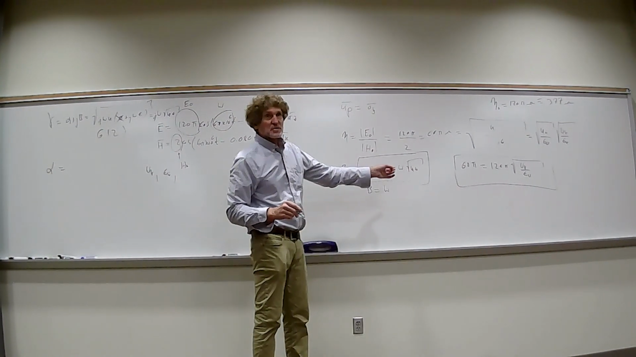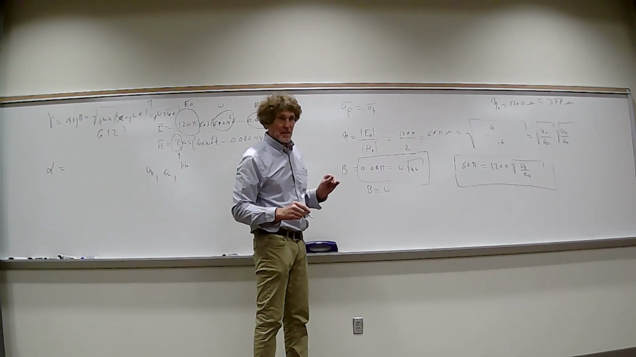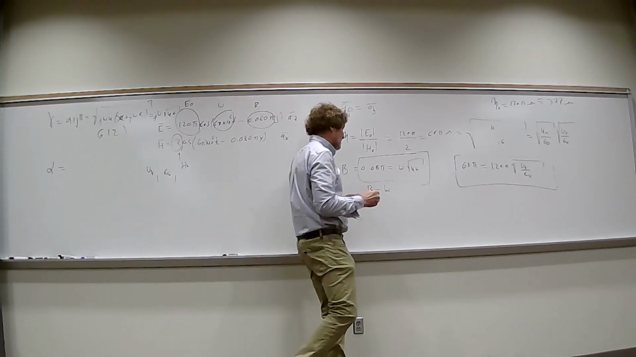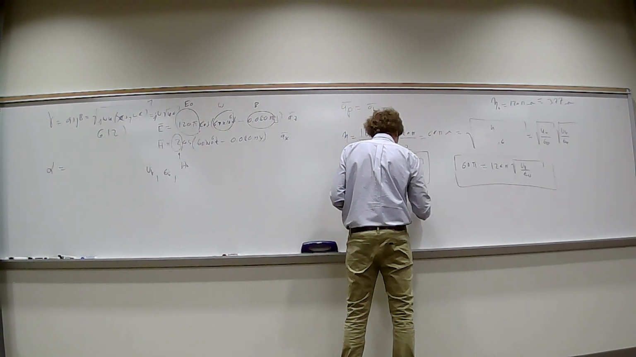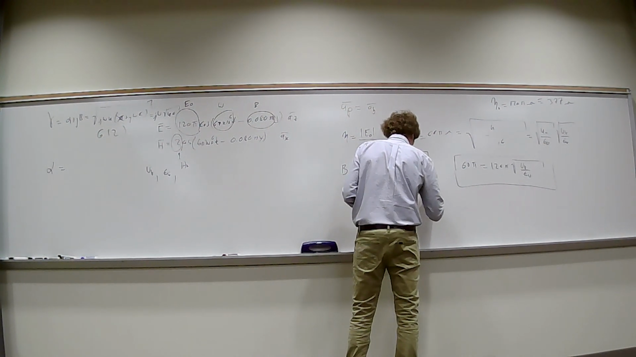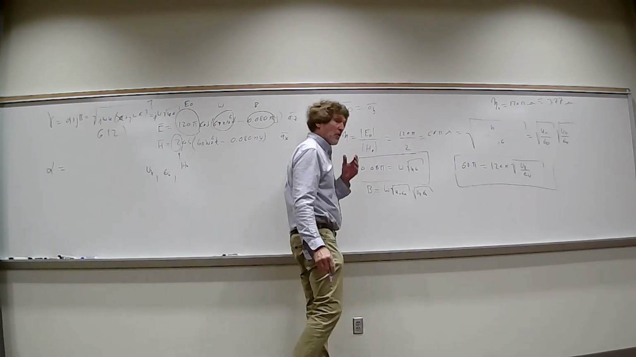Now you see there's a mu and an epsilon there, right? I'm going to factor out the mu naught epsilon naught, and also factor out the mu relative epsilon relative. I'm doing this for a reason. Y'all with me, class?